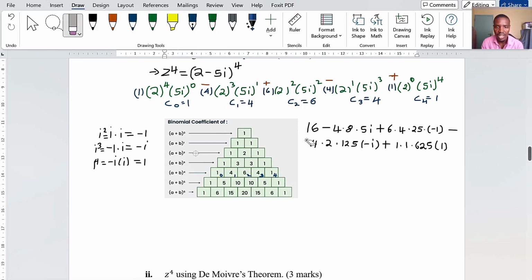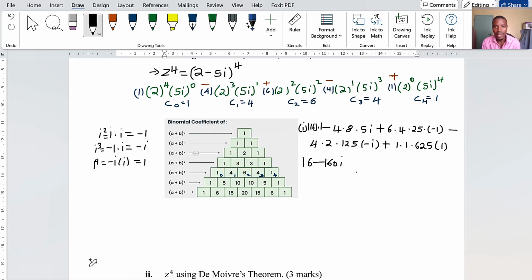I can also express this so that you don't just have 16. So we have 1 dot 2 power 4 is 16, dot 5i power 0 is 1. Now in simplified form, we have 16. So we have 4 times 8 times 5, which is minus 160i.